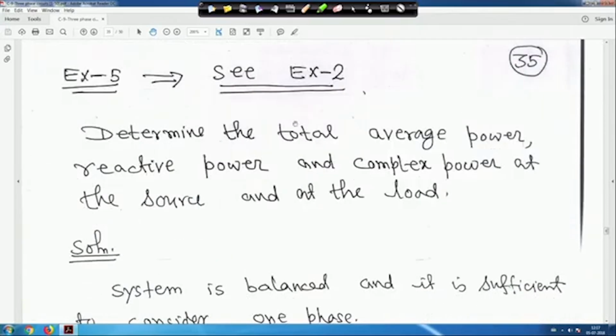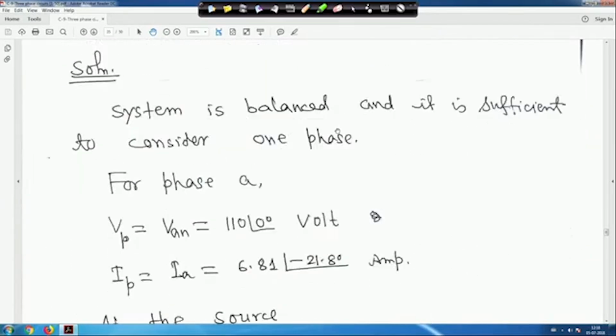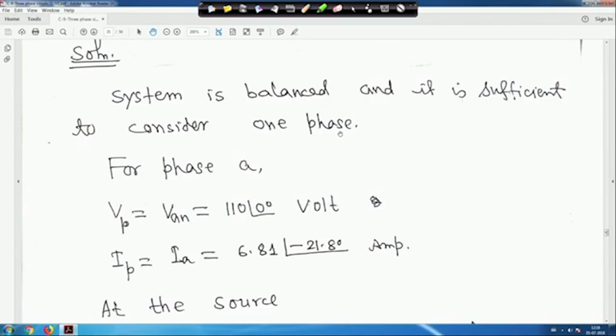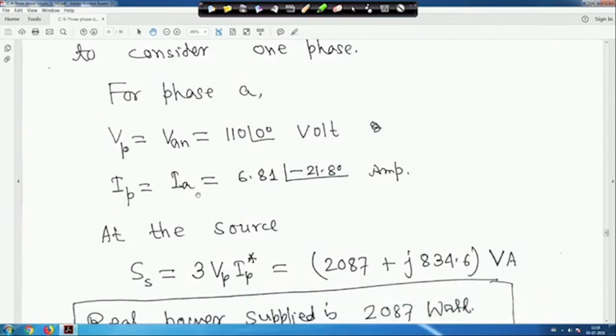Now take one example. Please see example 2, the same example 2. You have to determine the total average power, reactive power and complex power at the source and at the load. I am not going into example 2 in detail, but just go back to that example. In this case the system is balanced and it is sufficient to consider single phase. So the system is balanced, so single phase analysis is sufficient. For phase A, the phase voltage is V_an at 110 angle, this is given, and this phase current, which is also the line current, we have computed as 6.81 angle minus 21.8. There we have computed all these things.